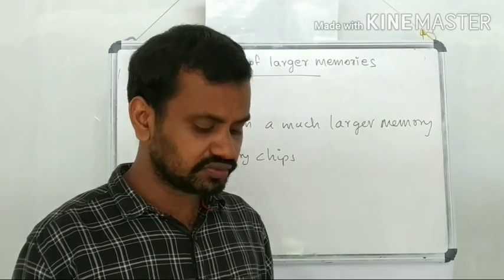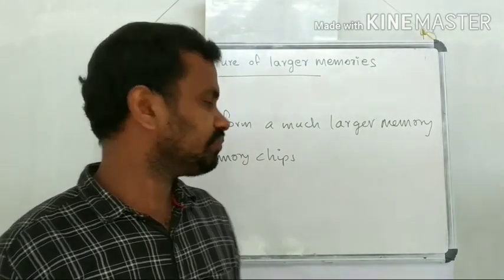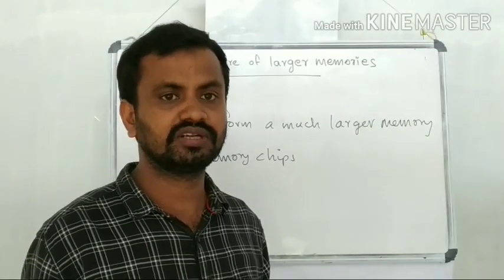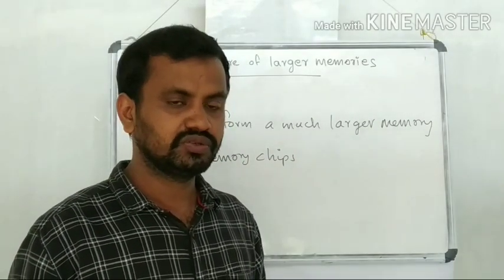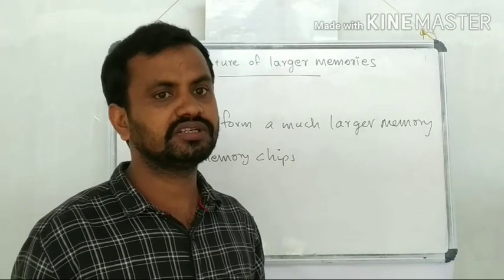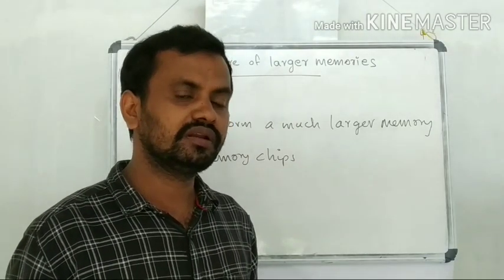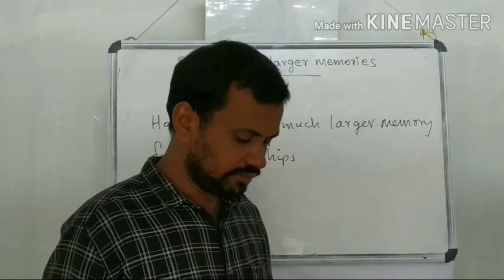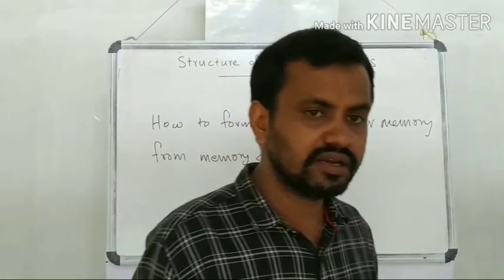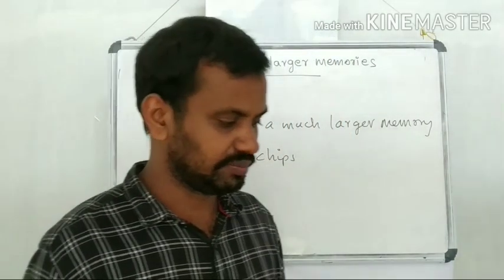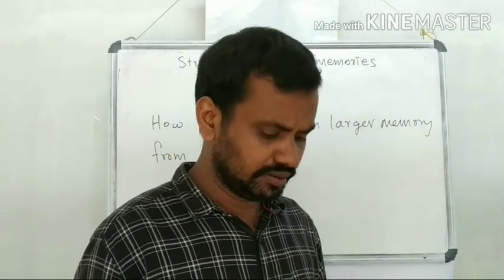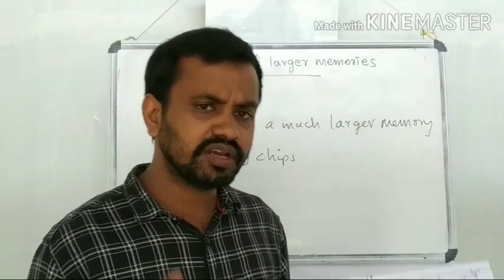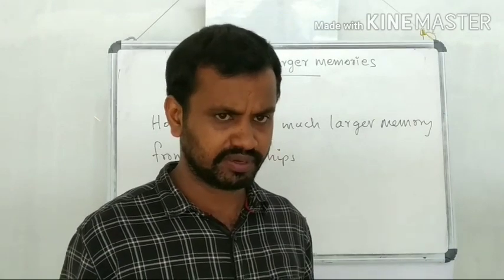Because in the normal case, a single memory chip is not enough to satisfy the memory requirements of a computer system. So we have to combine a number of memory chips to form a large memory system. First we can consider a static memory system: how we can form a large static memory system. We already know that static memory is mainly used for implementing cache memory.